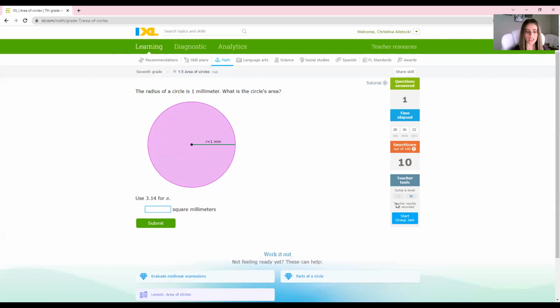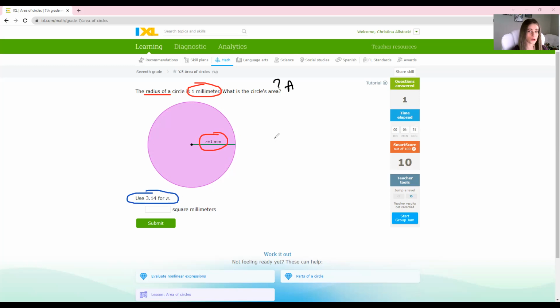Okay, here is another one. The radius of a circle is 1 millimeter. What is the circle's area? And once again, they told us in word form and in our picture that the radius is 1. And for this whole assignment, you will be using 3.14 for pi.